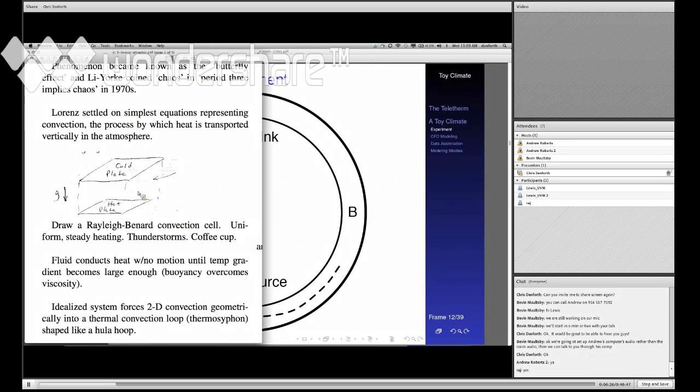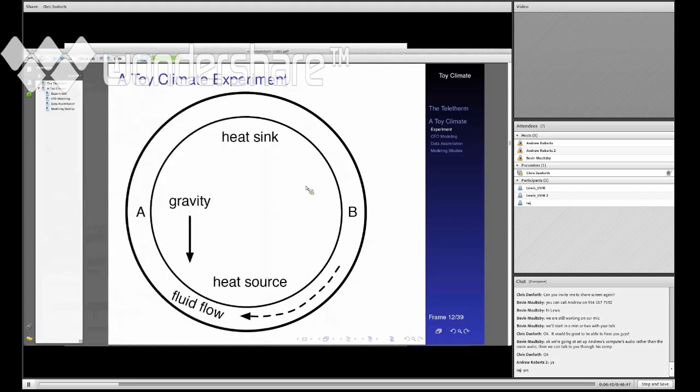Okay, so when I was an undergraduate at Bates College, I built a version of this that was supposed to be even simpler than Rayleigh-Benard convection, and it's called a thermosiphon, a thermal convection loop. I'm going to show you a picture of it here. So the idea is it's a hula hoop that's oriented vertically. It stands up. It's roughly the size of a hula hoop.